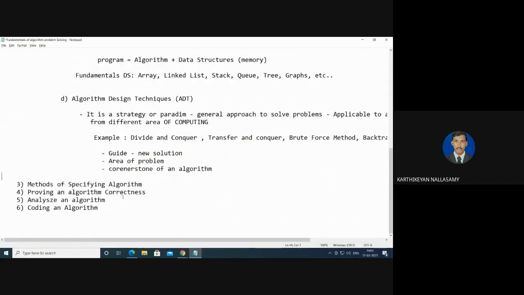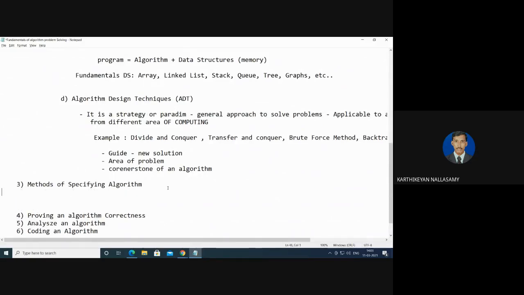The next thing is methods for specifying an algorithm. Already you know that now. There are different methods for specifying an algorithm. One is that you can do it in natural language.